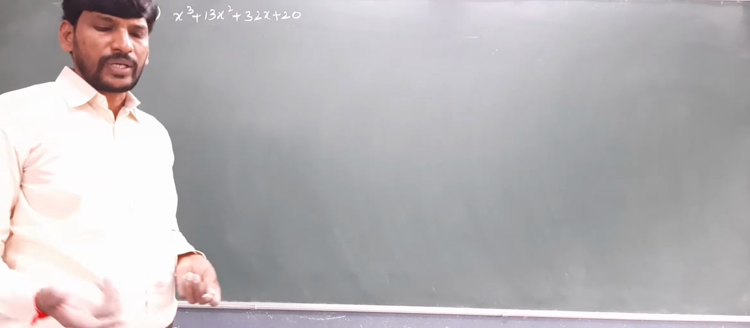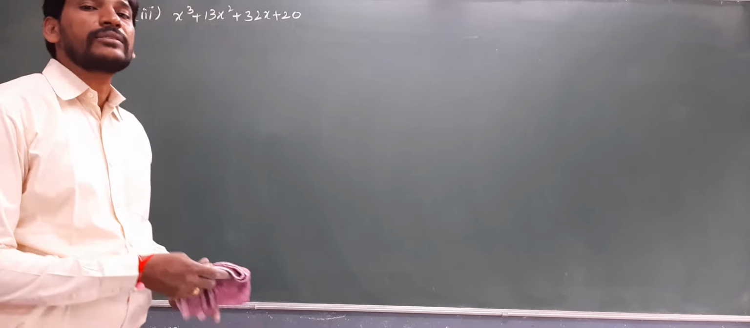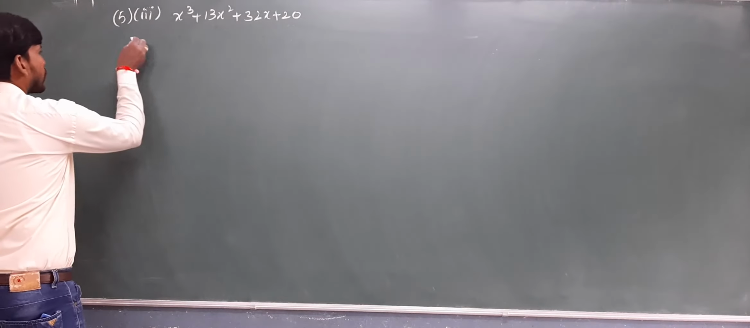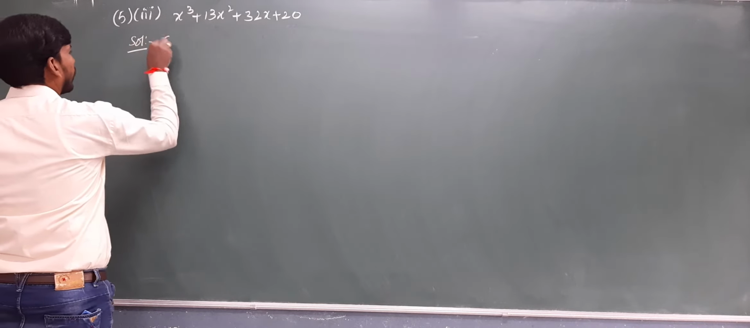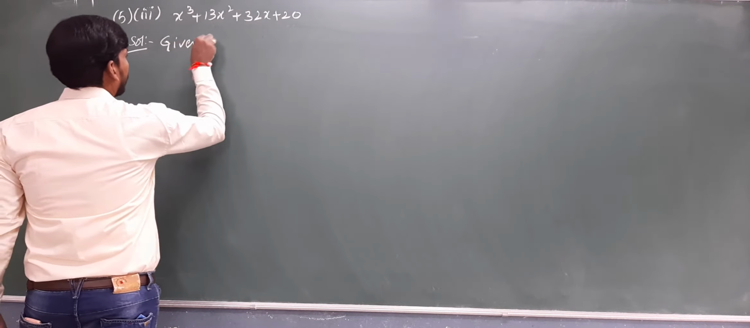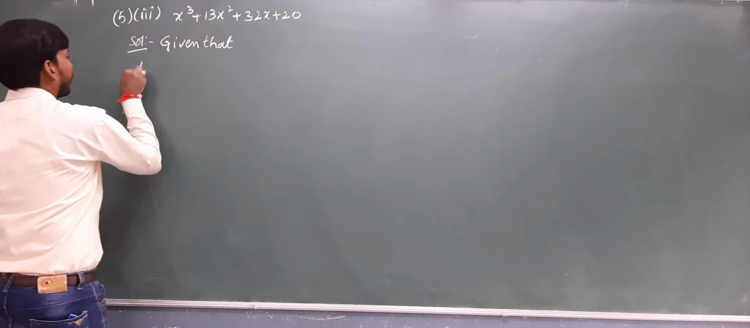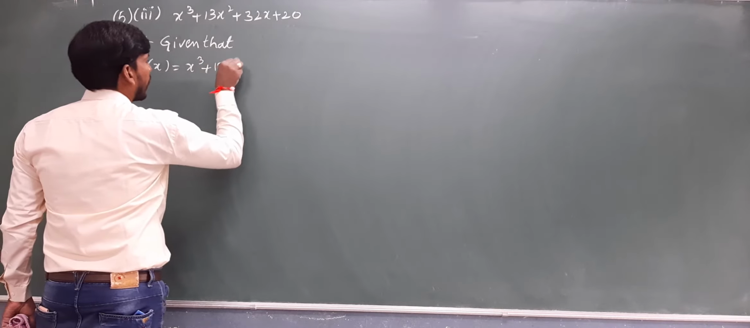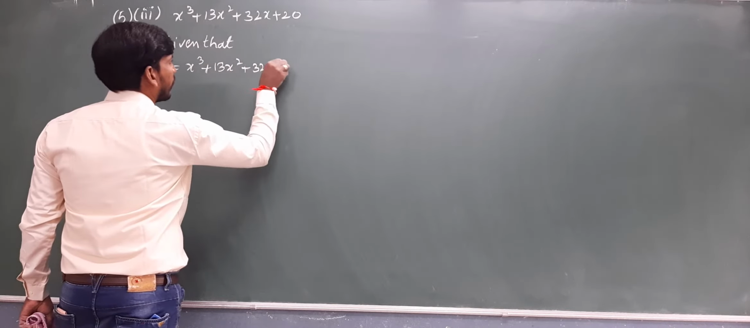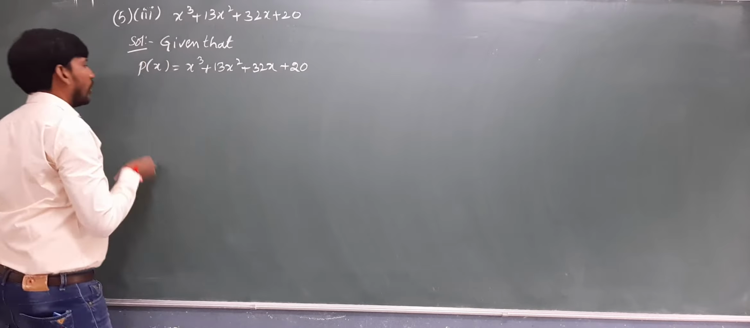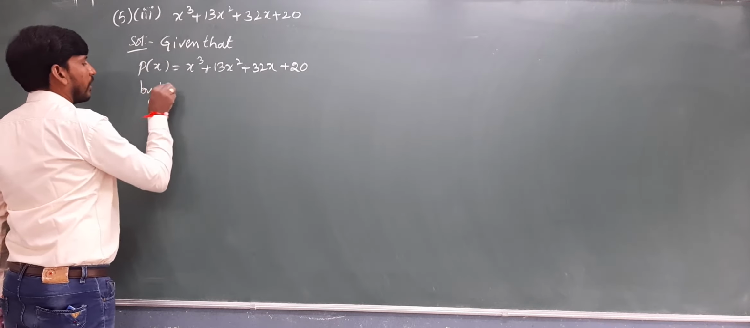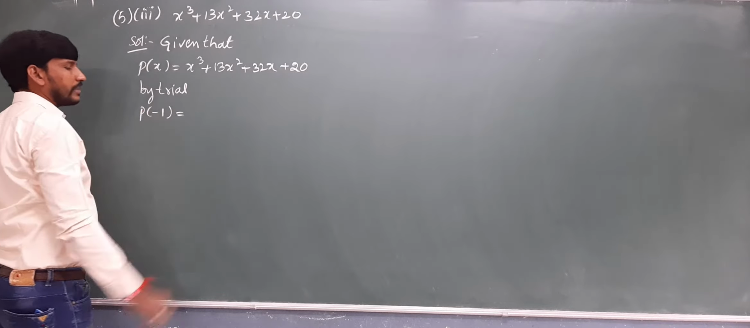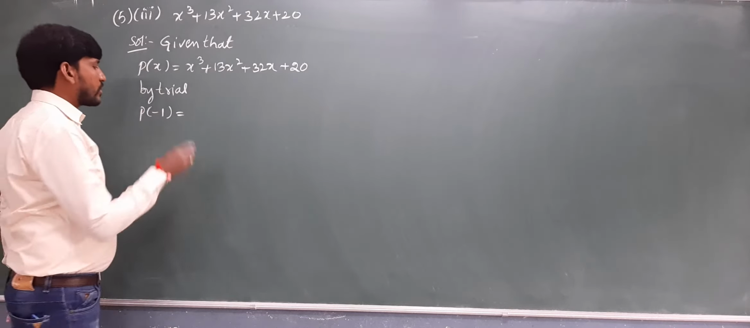Okay, so now what is the next alternative? The next alternative is nothing but x equal to minus 1. You have to substitute x equal to minus 1. Now see this here. Solution. Given that P of x is equal to x cube plus 13x square plus 32x plus 20. Now by using trial, P of minus 1, I am going to take x equal to minus 1. I am going to substitute in this.